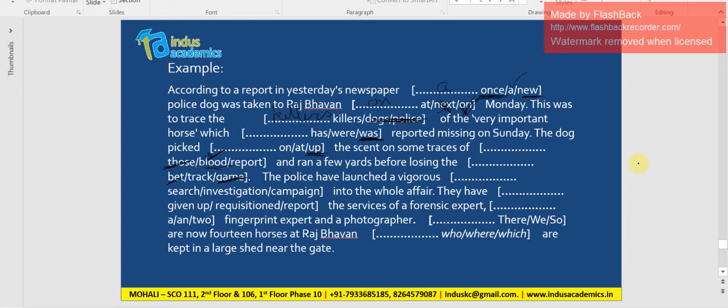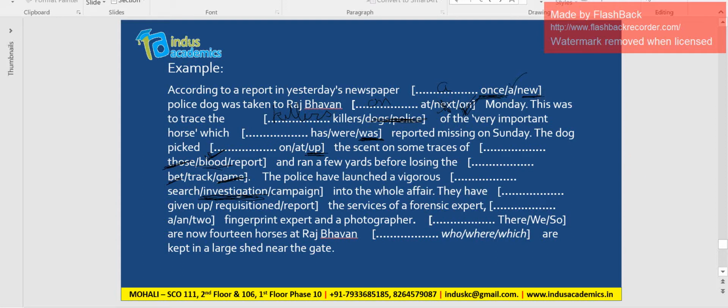The police have launched a vigorous search and investigation or campaign. We are not talking about media, we are talking about police. And rather than police search, we have more commonly heard the term police investigation. That is what we discussed in our important tips as well. The police have launched a vigorous investigation into the whole affair.